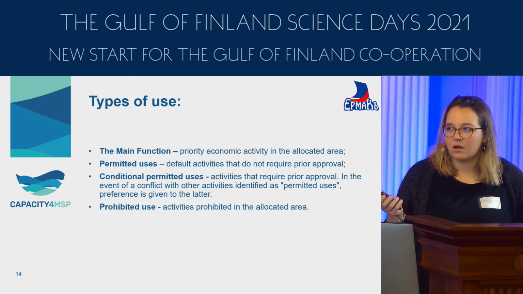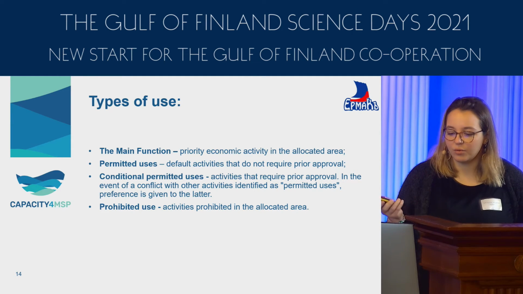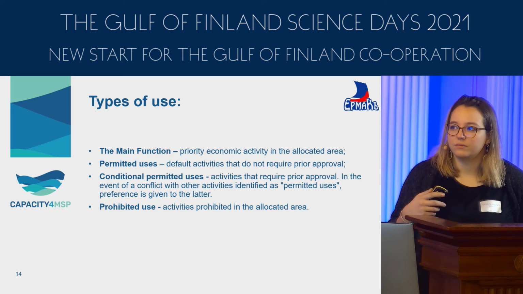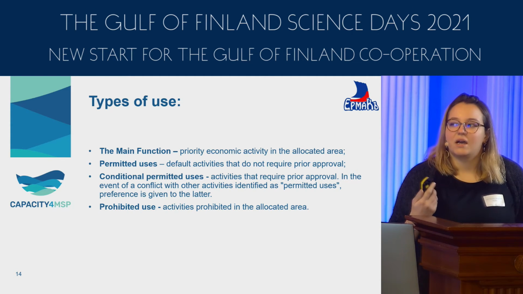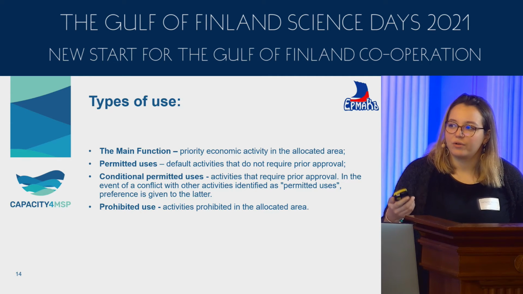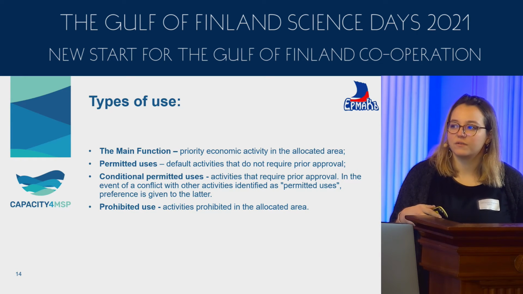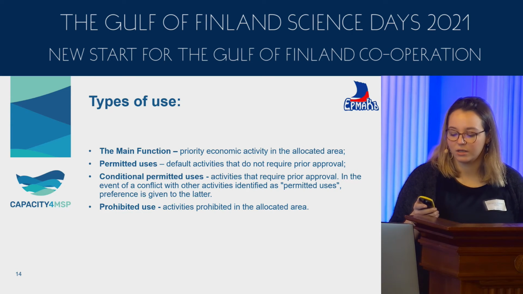Permitted uses are the default activities that do not require any approval. Conditional permitted uses are activities that require approval, and if there's a conflict with another industry or another stakeholder which is identified as a permitted use, then the priority is given to the latter. And prohibited use refers to the activities that should not be performed in the allocated area.